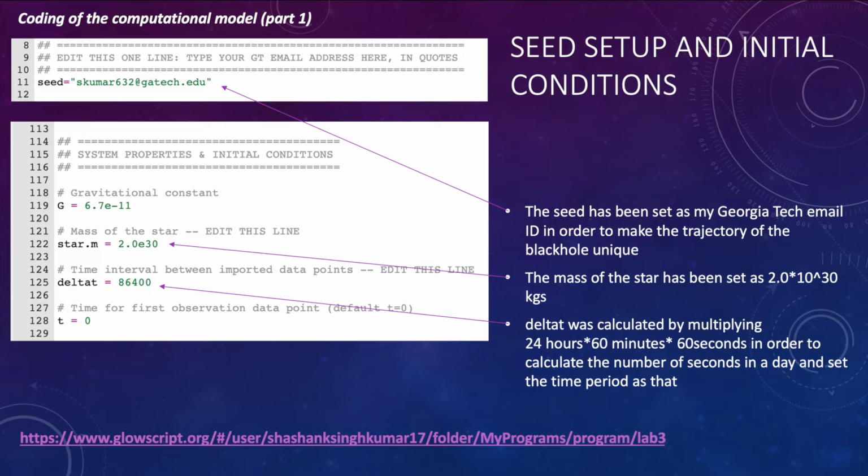code. The seed has been set as my Georgia Tech email ID in order to make the trajectory of the black hole unique. The mass of the star has been set as 2 into 10 to the power 30 kgs. Delta T was calculated by multiplying 24 hours into 60 minutes into 60 seconds in order to set the number of seconds in a day as the time period.